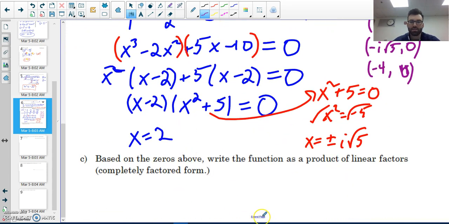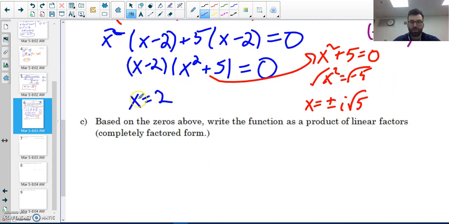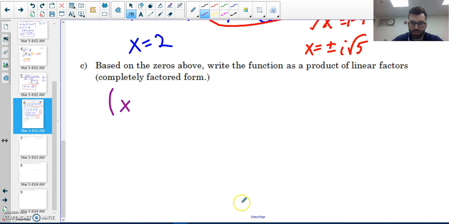Okay, to write these as linear factors. 2, 0. Well, I know what this is. X equals 2, so x minus 2 is the factor.